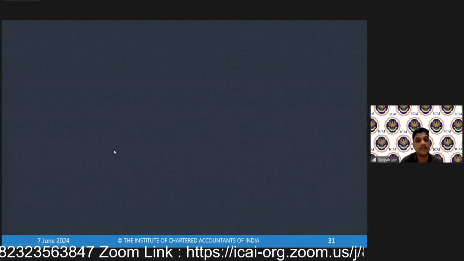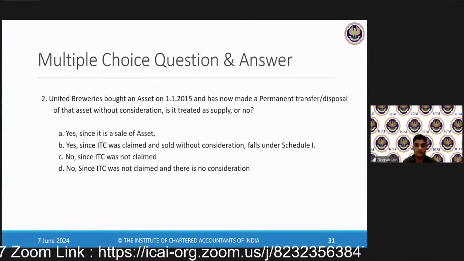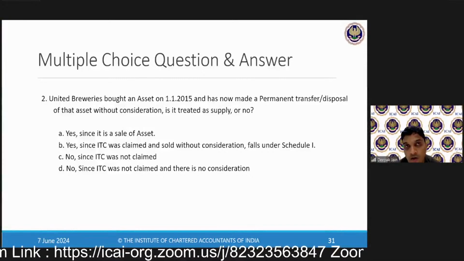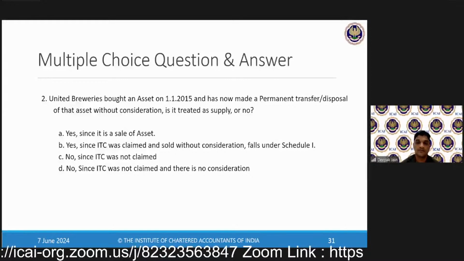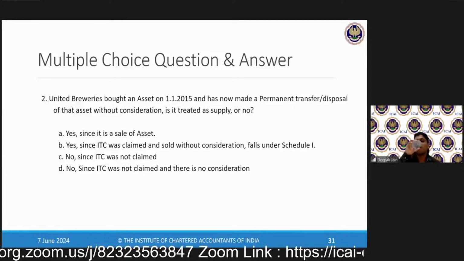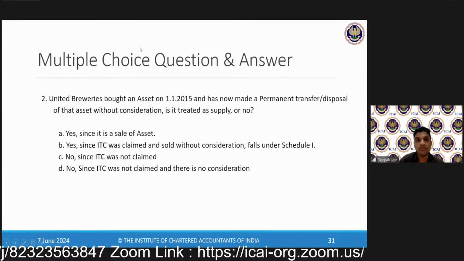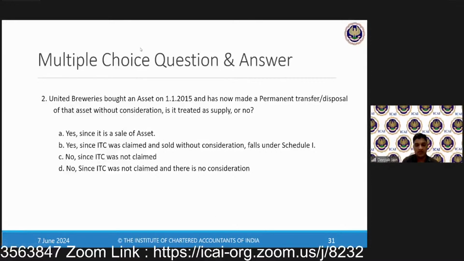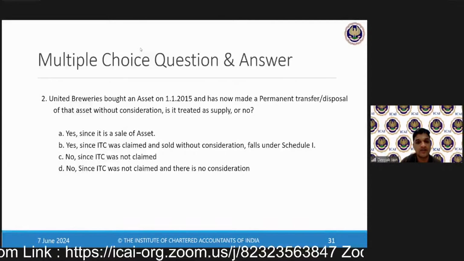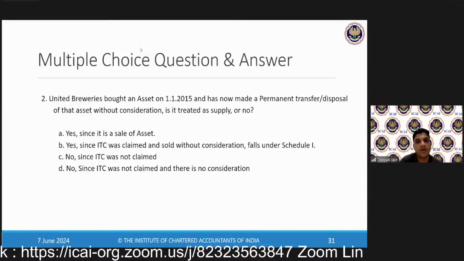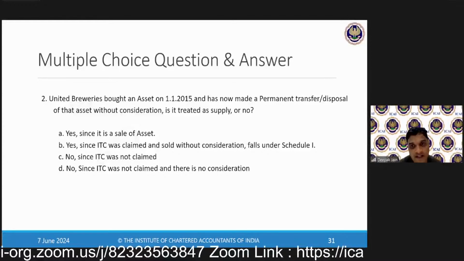For the simple reason that, when GST came in, when did GST come in? Date of birthday of the GST. First July 2017. Very good. Everybody is aware of this, that it is 1st July 2017. And this asset was brought before July 2017, which is in 2015, which means I have not claimed the ITC.